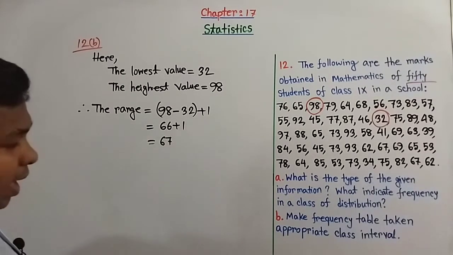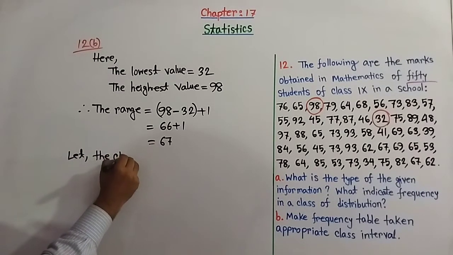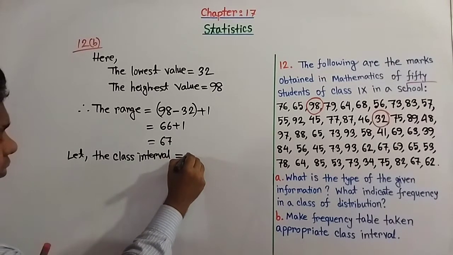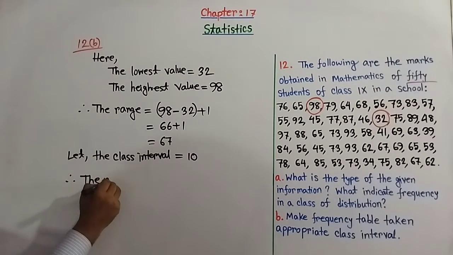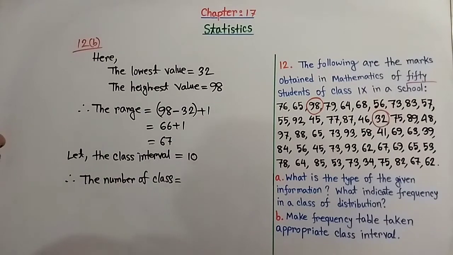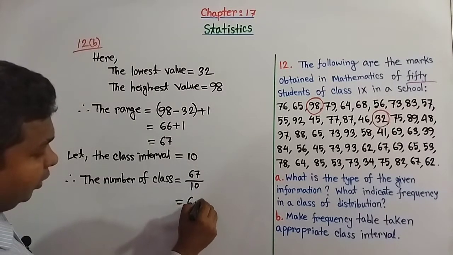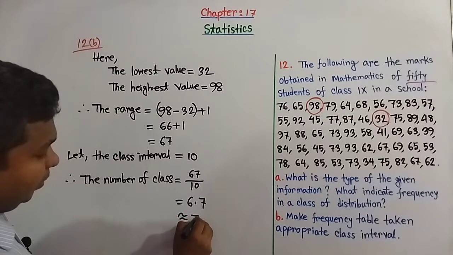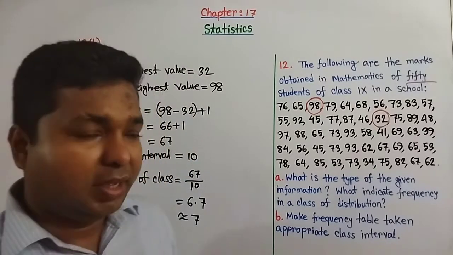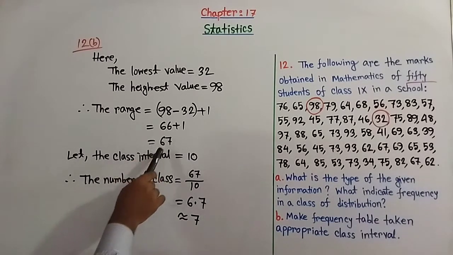Now we take the appropriate class interval as 10. So we take a suitable class interval, that is 10. Therefore the number of classes equals range divided by class interval, that is 67 by 10. So 67 by 10 equals 6.7. This is approximately 7. Since the number of classes can't be a fraction number, we have to take an integer number. Therefore 6.7 should be written as 7. So we find the range and number of classes.